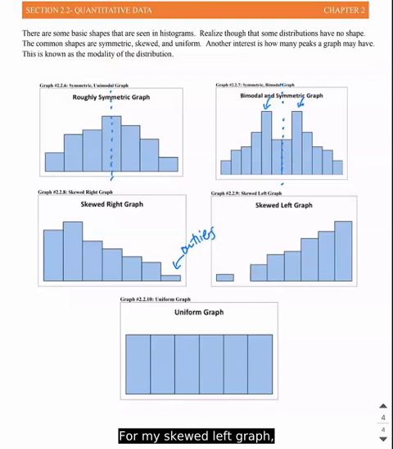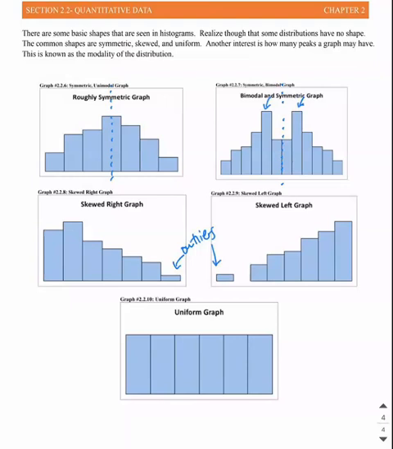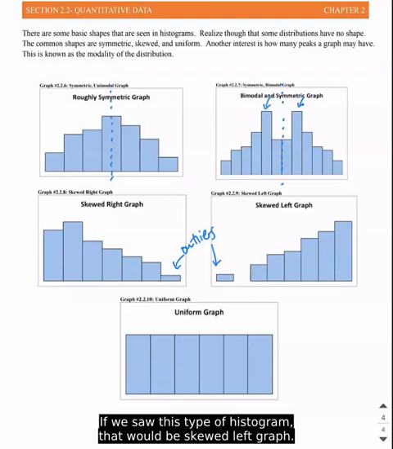For my skewed left graph, I would see sort of the opposite. Now my outliers are to the left, and they represent small values. So if we saw this type of histogram, that would be a skewed left graph.